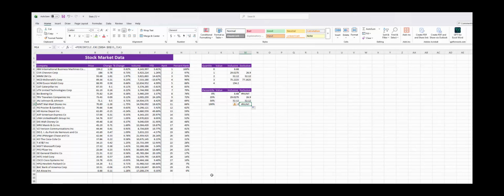That's what we're doing with rank, percentile, and quartiles. They're pretty easy to interpret, just help you understand your data a little bit.